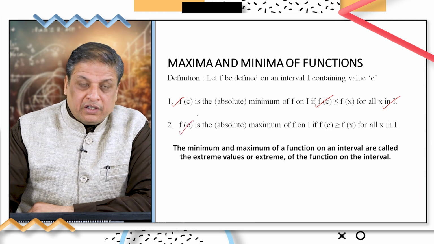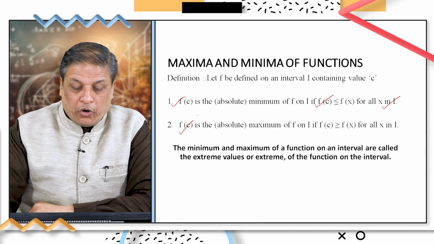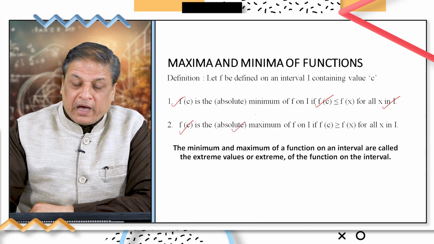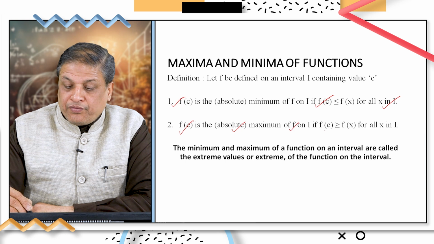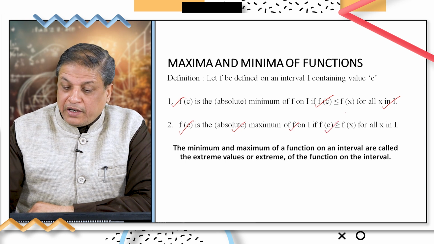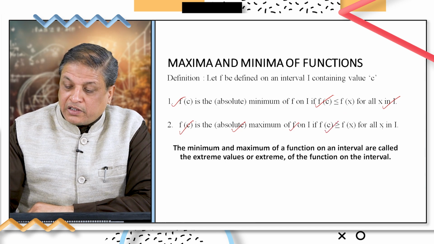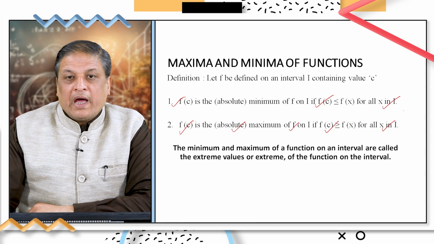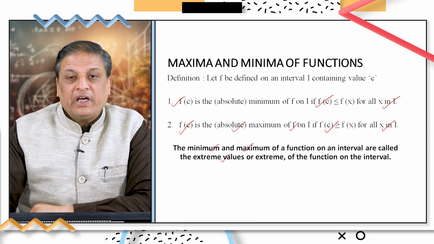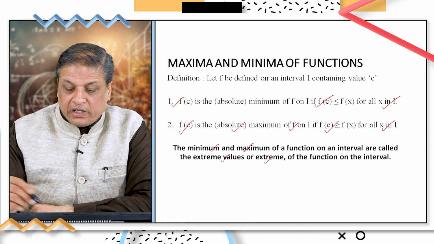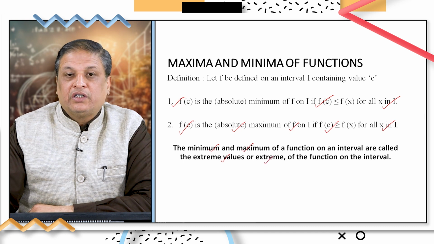Similarly, f(c), that is the value of function at point c, is the absolute maximum of function f in an interval I if f(c) is greater than or equal to f(x) for all values of x in that interval I. And these minimum and maximum values are actually the extreme values and hence known as extrema of the function in that interval.